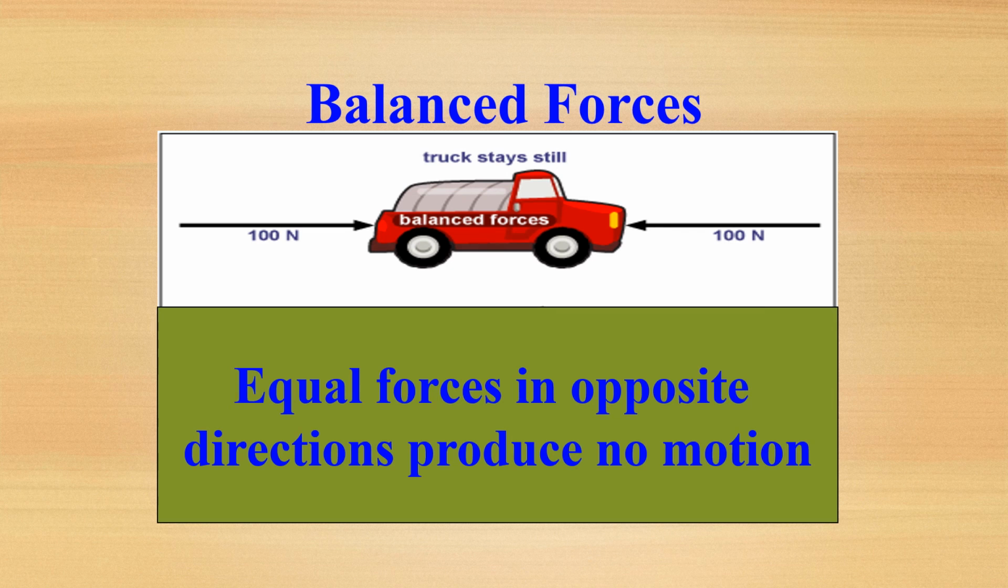Example of balanced forces. In this picture, a truck is at rest. There are two opposing forces of 100 newtons each. These equal forces are acting in opposite directions, therefore no motion is produced.